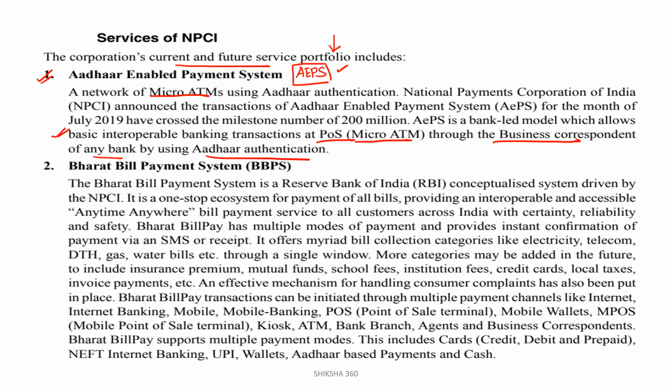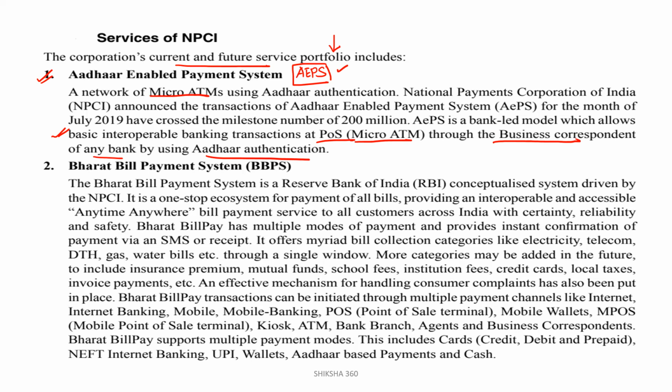The Aadhaar Enabled Payment System is a bank-led model which allows basic interoperable banking transactions at the POS, that is micro ATM, through the business correspondents of any bank using Aadhaar authentication. Basically, with the help of Aadhaar authentication, you are able to withdraw the amount from the business correspondents.